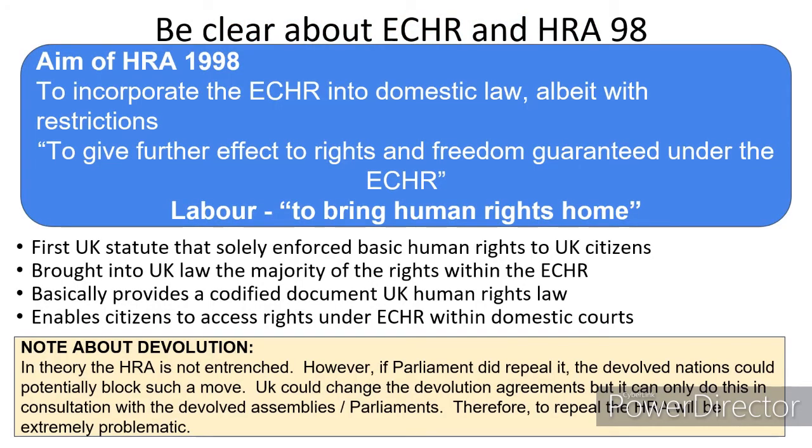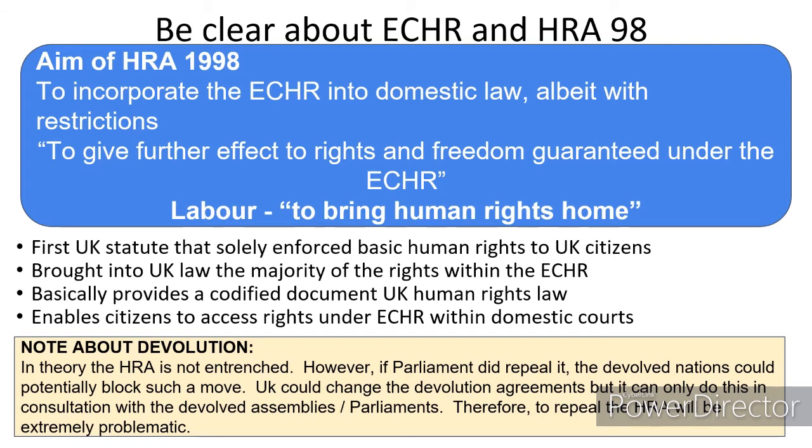So in 1998, New Labour passed the Human Rights Act. It was a manifesto promise, and they promised to bring human rights home. The aim was to incorporate the convention into our domestic law. Basically, the Human Rights Act provided a codified document within our UK human rights law. It brought UK law within the remit of European Convention of Human Rights law, and it enabled citizens to gain direct access to the convention rights within our courts. And we'll look in a moment at how that worked.